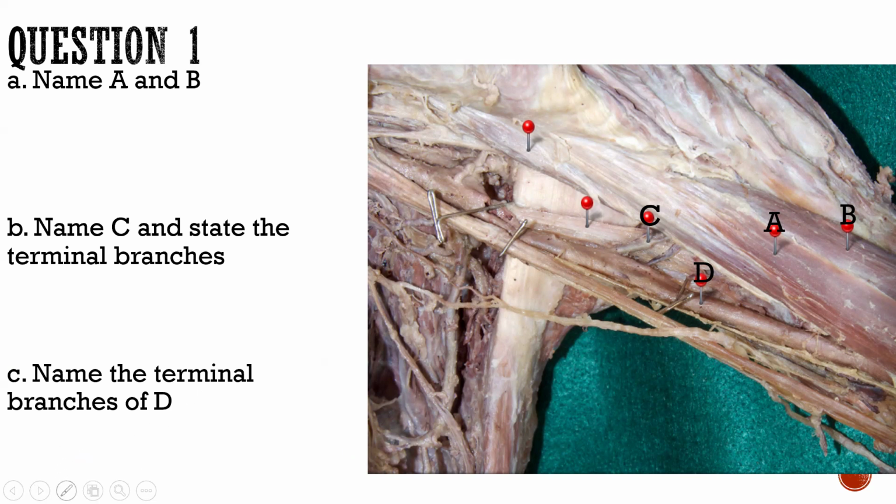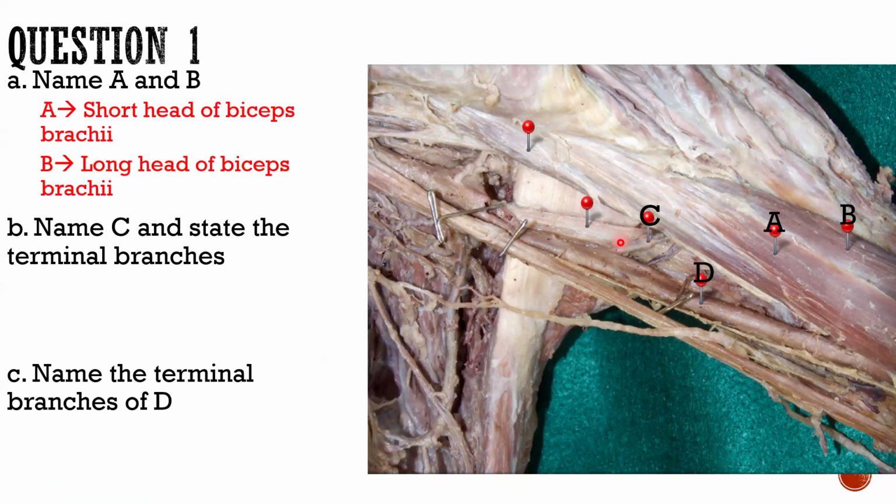Now we have been asked to name A and B. This muscle here, it has 2 heads, and that's the biceps brachii to differentiate it from your biceps femoris. A is the short head, which originates from the coracoid process together with this muscle here, known as coracobrachialis muscle. B, on the other hand, is the long head of biceps brachii, and it originates from the glenoid tubercle. So that's A and B.